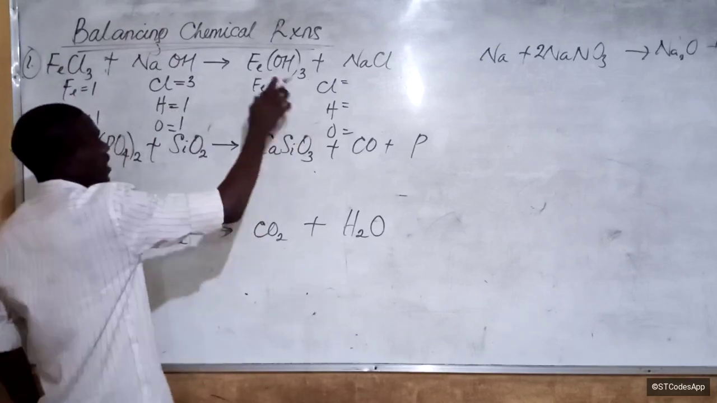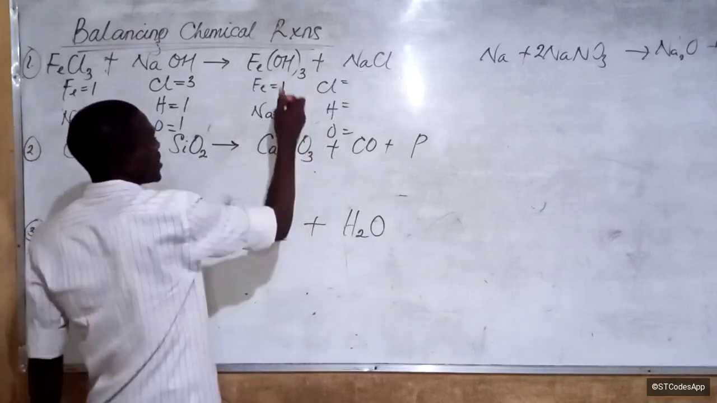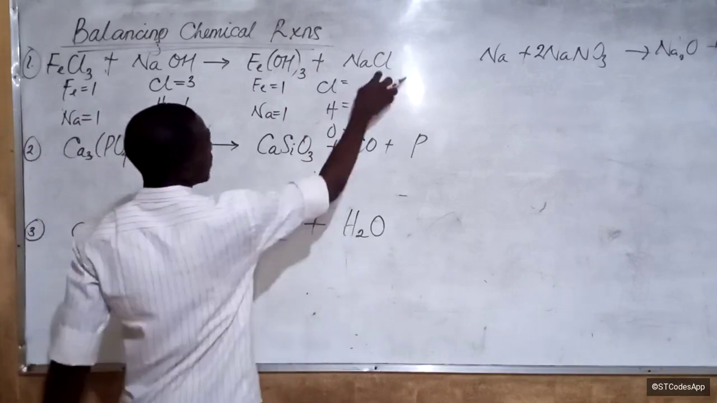Then we'll come to the other side. How many Fe do we have? Same here, we have 1. Sodium, how many do we have? 1 here, so put 1 here. Chlorine, how many? Still 1 here.